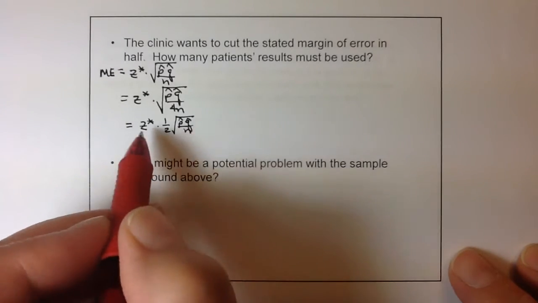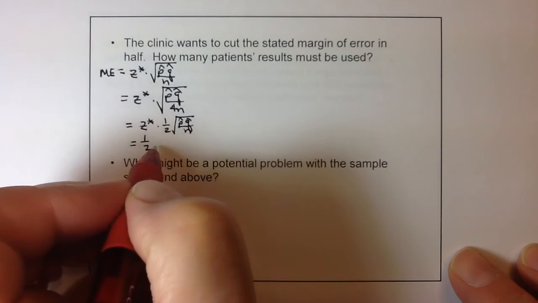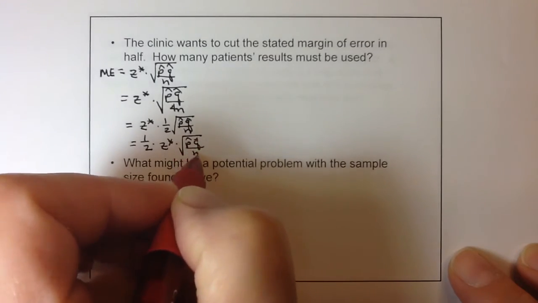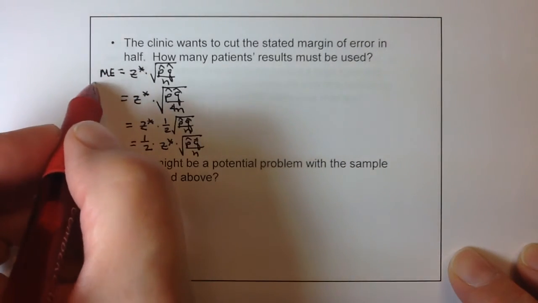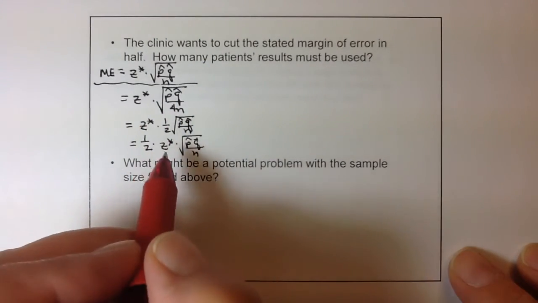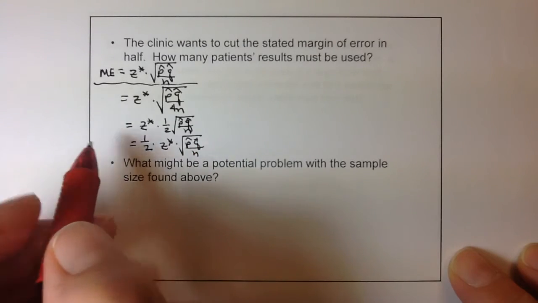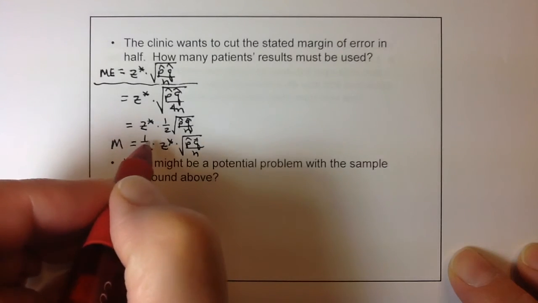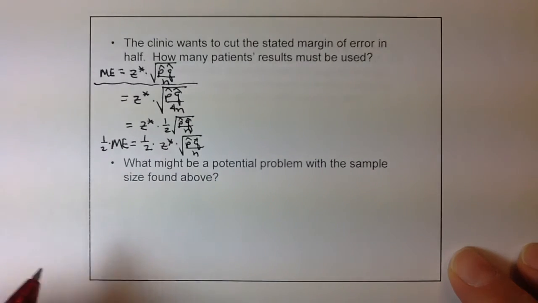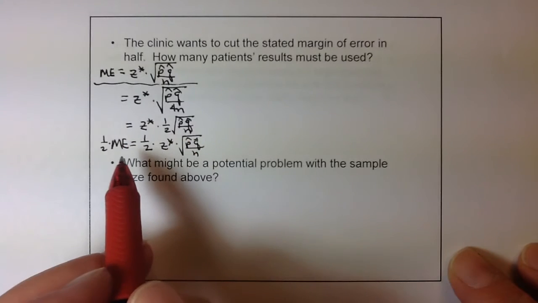And then just rearrange my factors, pull the 1/2 to the front. So 1/2 times z star times the square root of p hat q hat over n. Now this was my original formula, okay? If I end up with this, the z star times the square root of p hat q hat over n is what I originally had. And that was equal to margin of error, but now that I'm multiplying that right side by half, that means I have to multiply the left side by half. So I get half the margin of error by quadrupling my sample size.